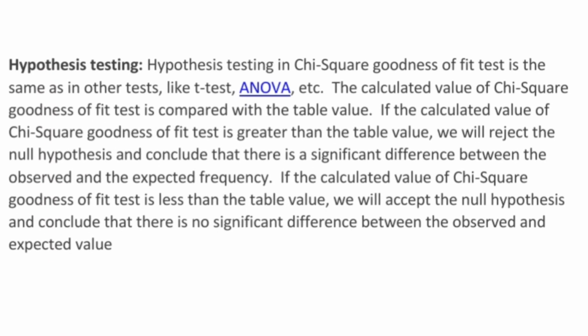Lastly, in hypothesis testing, it is also the same as in the other tests. The calculated value of the chi-square goodness of fit test is compared with the table value. If the calculated value is greater than the table value, we will reject the null hypothesis and conclude that there is a significant difference between the observed and expected frequency. Then, if the calculated value is less than the table value, we will accept the null hypothesis and conclude that there is no significant difference between the observed and expected value.